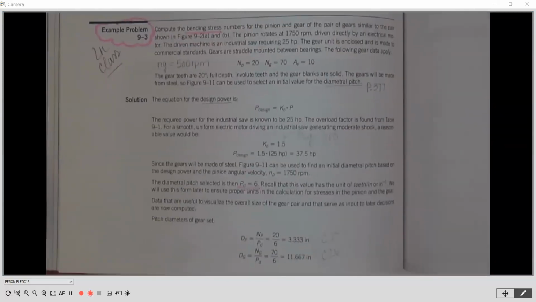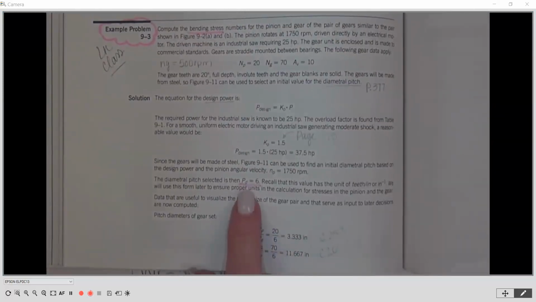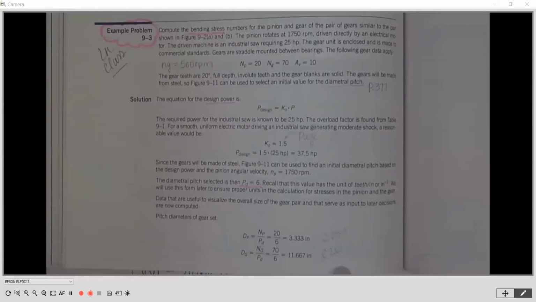Okay, so we have now picked our diametral pitch of 6. Now you'll notice that it takes time here, and it's going to calculate our pitch diameters for both the pinion and the gear. That's found on our spreadsheet, C25 and C26. So it automatically calculates this. And remember, you guys did this back in kinematics, right? Now we just have it on a spreadsheet to help us.